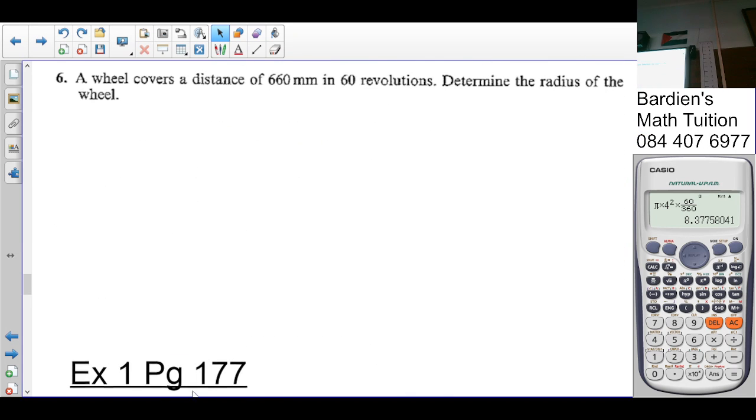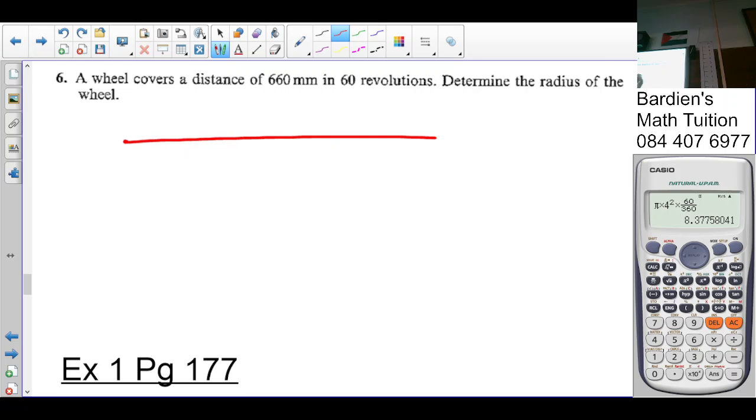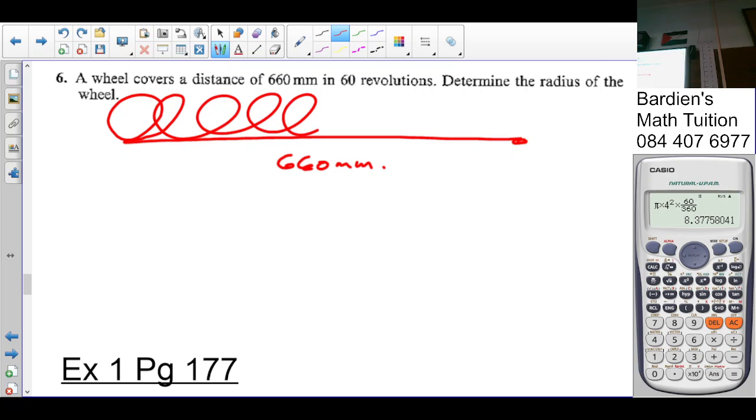Let's look at question 6. A wheel covers a distance of 660 millimeters in 60 revolutions. Determine the radius of the wheel. So now this is basically working in reverse to the sum that we just had when we spoke about that revolution. So in other words, from point A to point B, that is how much? 660 millimeters, not so? It covers 60 revs or revolutions.